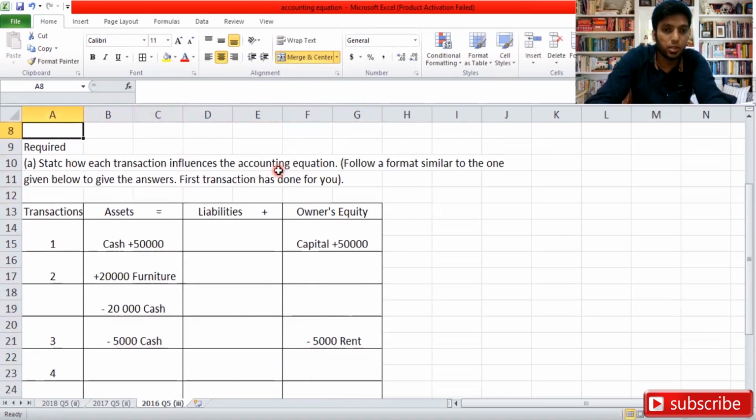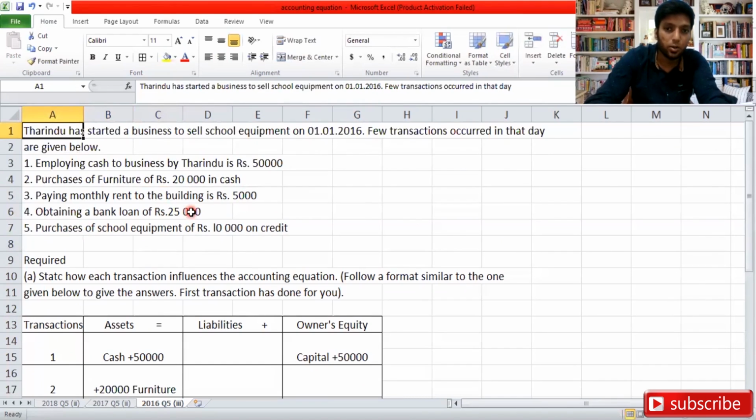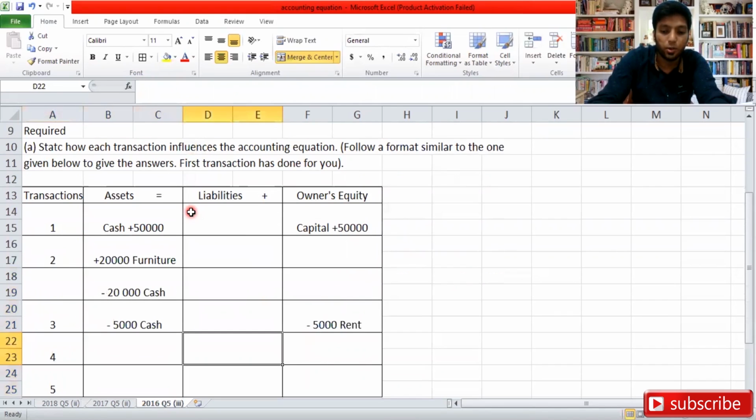We are moving on to the fourth adjustment. It says obtaining a bank loan of 25,000. If you receive a bank loan, your cash will go up, and also your bank loan, which is the liability, will go up by 25,000. So I can write 25,000 here. Liability is going up 25,000, and also I can say here cash is going up by 25,000.